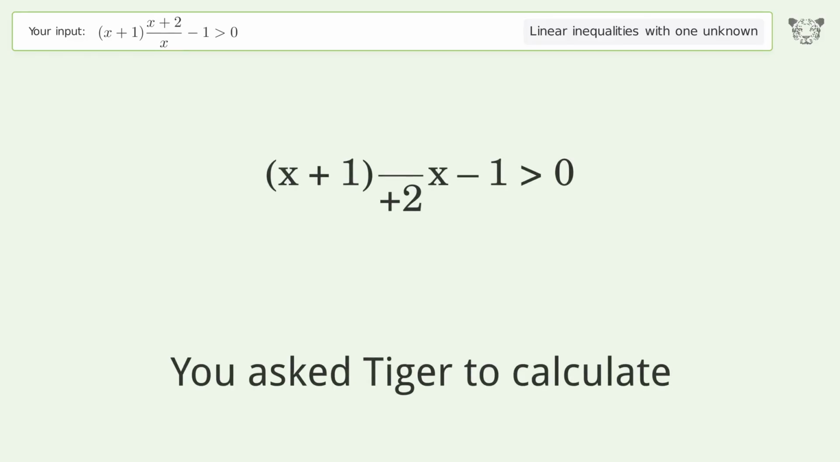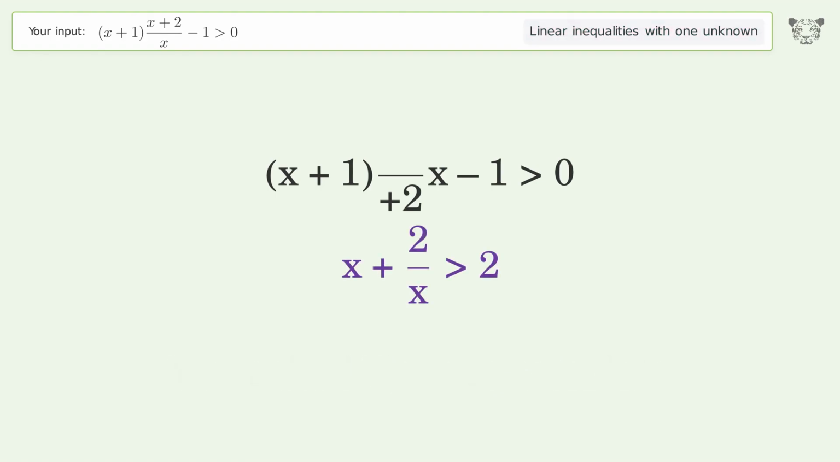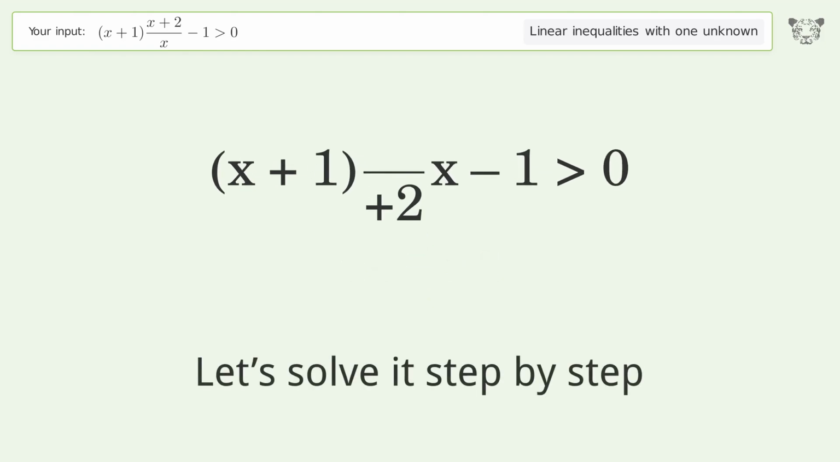You ask Tiger to calculate. This deals with linear inequalities with one unknown. The final result is x plus 2 over x greater than negative 2. Let's solve it step by step.